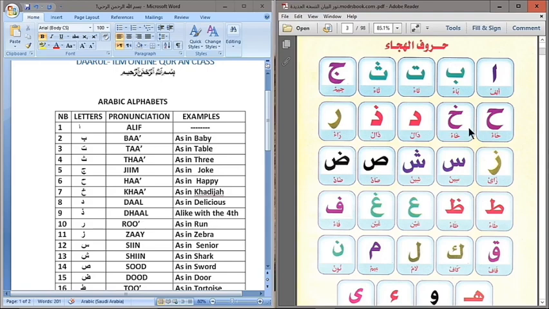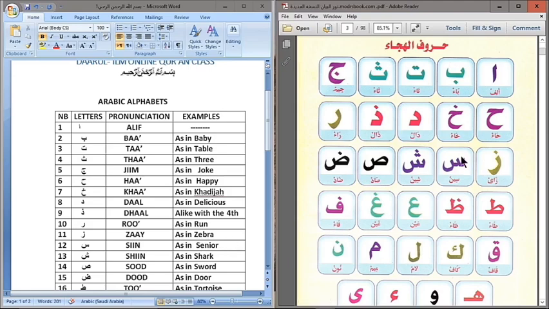The 10th one, which is this, is called ra, like the R, as in run. The 11th one, which is this, is zai. It's called zai, as in zebra, z. So the Z sound.